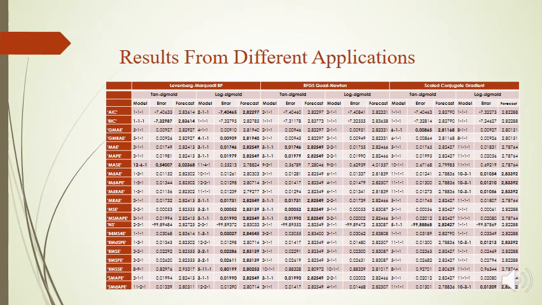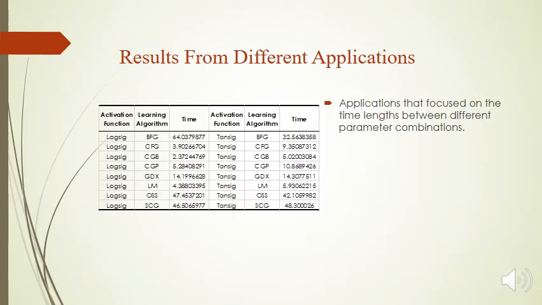And here are results from different applications. We can see the results of different combinations of learning algorithms, activation functions, and different performance measures for the same data, and the results can be seen in detail from the chart. In this specific application, we focused on the time differences between different parameter combinations, and it can be seen from the chart. The process took from only 2.3 minutes up to 64 minutes to end.